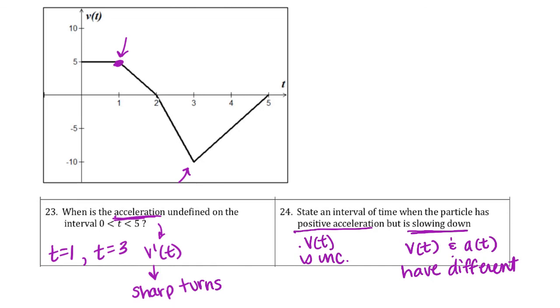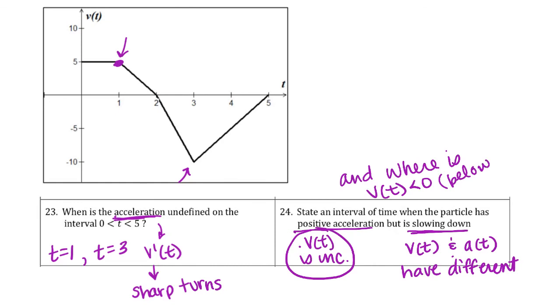So we need to see then, this is a strange question, we need to see where v at t is increasing, and where is v at t negative, which implies below the x-axis. Well, where is v at t both increasing and below the x-axis? Well, that's going to be from here to here. It's going to be that time frame there. It's going to be from 3 to 5. Okay, next question.